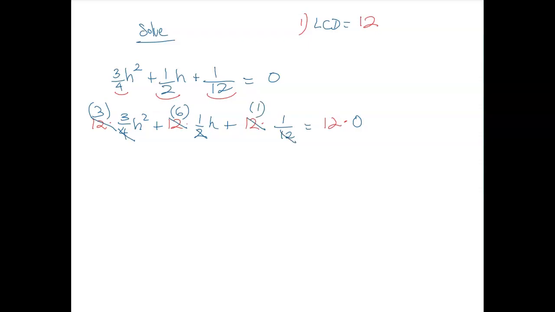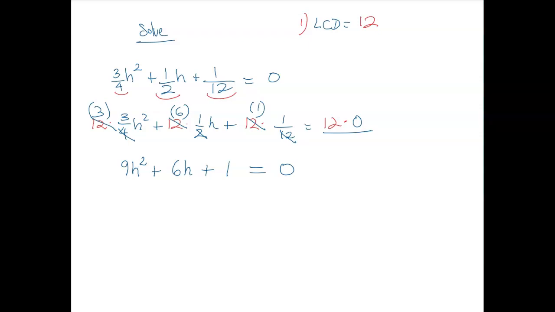No more denominators. So now whatever I have remaining, I'm going to multiply with those remaining terms, right? 3 times 3h squared, that's 9h squared. Plus 6 times 1h, that's 6h. And then plus 1 times 1, that is 1, equal to 0. 12 times 0 is 0. All right, so now it looks like a nice quadratic equation, right?